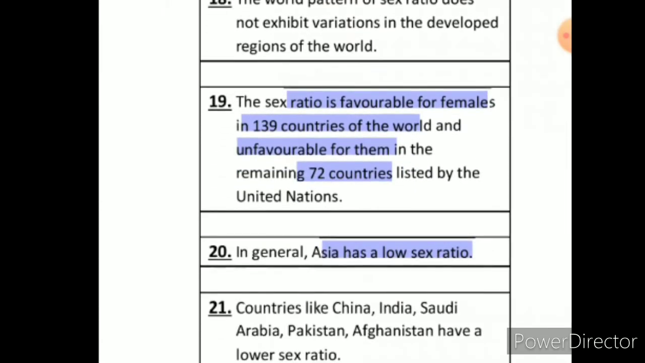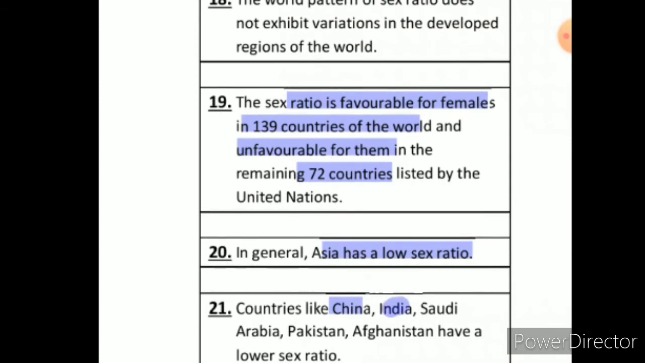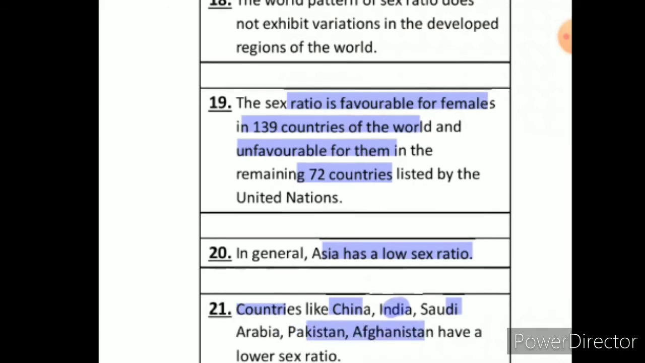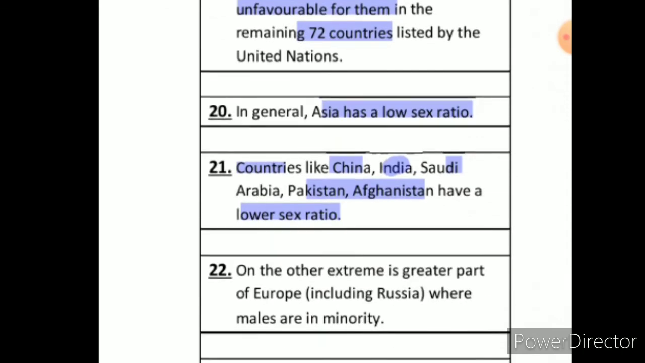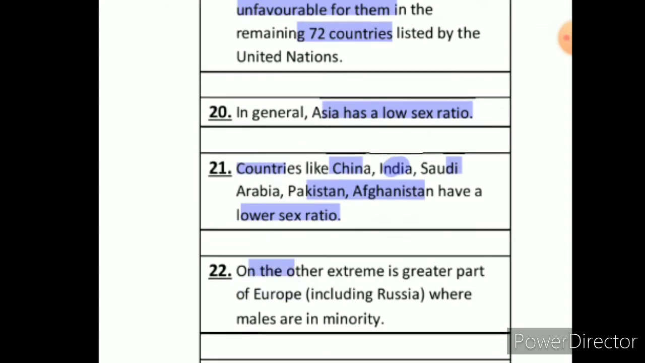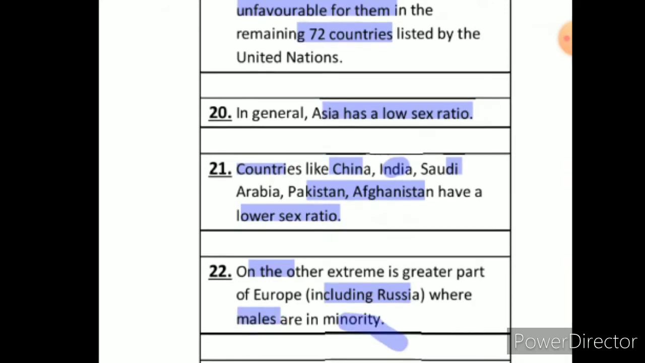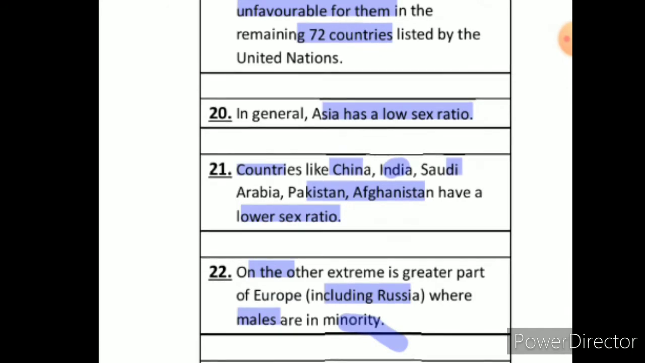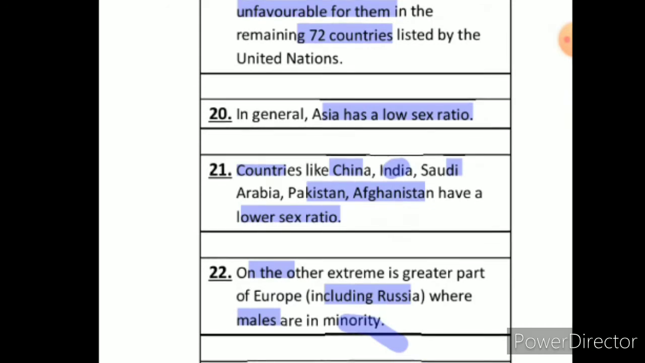like if you take the example of China, India, Saudi Arabia, Pakistan, Afghanistan, we find a very low sex ratio in it. Okay, on the other extreme, if you compare Asia and Europe, then you find in Europe, including Russia also, males are in minority. It means it is favorable to females in these countries, especially in Europe. There is a deficit of male population in many European countries.